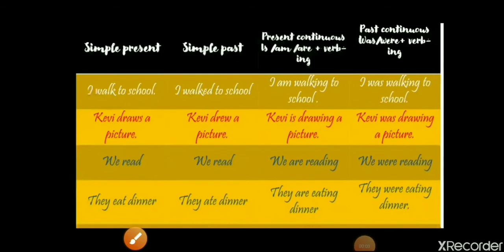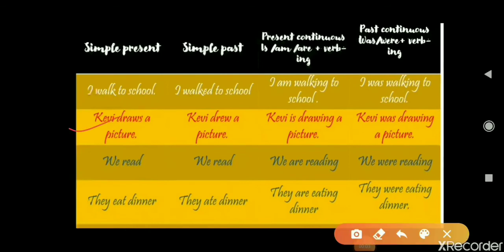Now second one. KV draws a picture. Simple present. Simple past. KV drew a picture. Then present continuous. KV is drawing a picture. Here we use is here, then plus ing form. And past continuous. KV was drawing a picture. Was plus ing form of verb.